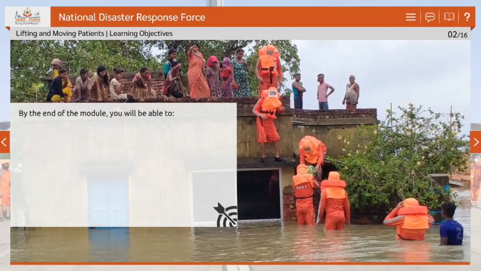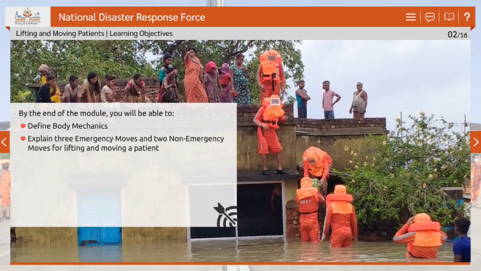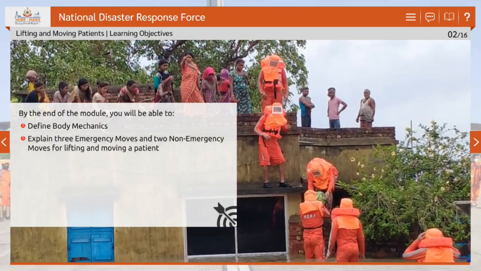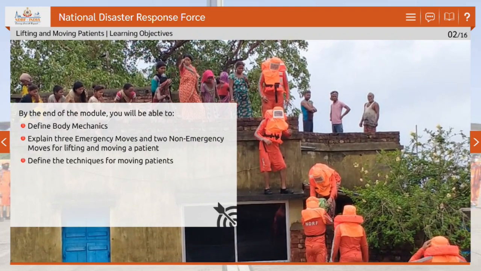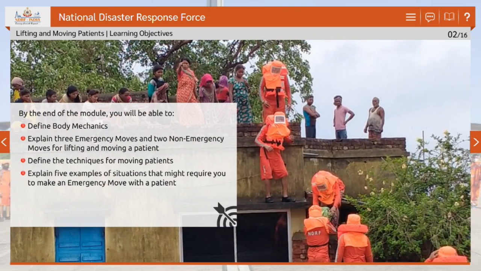By the end of this module, you will be able to define body mechanics, explain 3 emergency moves and 2 non-emergency moves for lifting and moving a patient, define the techniques for moving patients, explain 5 examples of situations that might require you to make an emergency move with a patient, list the equipment and devices for carrying patients, and understand the role of volunteers.